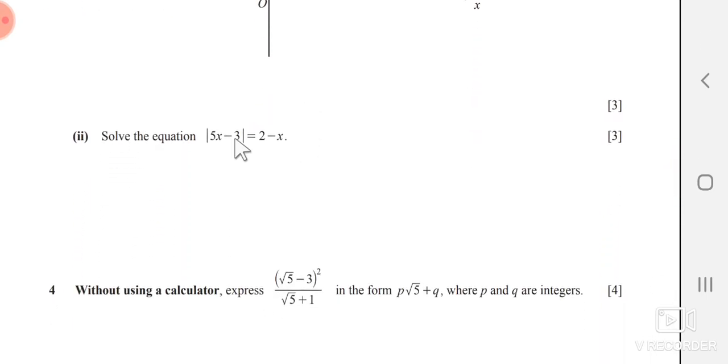Here you can do this question in two different ways. It's up to you. One way, by sketching: you already have the sketch, and then sketch 2 − x, and see where they cross each other, and then the corresponding value of x. Otherwise, you take 5x − 3 equal to minus, use 2 − x in the bracket, and then 2 + (2 − x) equal to this 5x − 3. This way you can also get two values of x. It's up to you. Either you use the calculus method, or sketching.